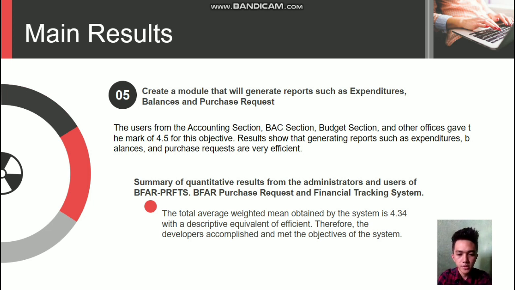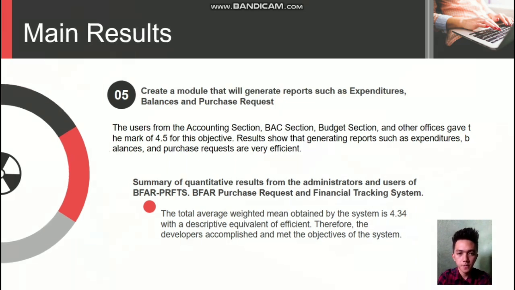So the summary of objective results from the administrators and users of BFAR Region 11 for the BFAR purchase request and financial tracking system, and the total average weighted mean obtained by the system is 4.34, with a descriptive equivalent of efficient. Therefore, the developers accomplished and met the objectives of the system.